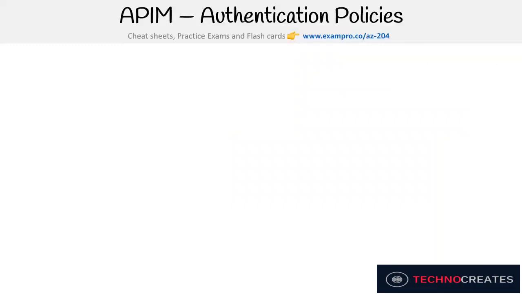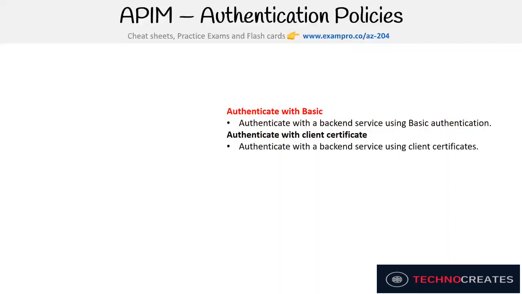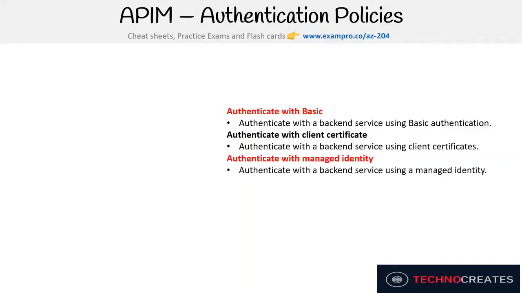Looking at authentication policies, and I don't know why that's highlighting. Oh, I probably have a graphic above it, that's why. So we have authenticate with basic, so authenticate with a backend service using basic authentication, very common for test environments. Authenticate with client certificate, so authenticate with a backend service using a client certificate. Authenticate with managed identity, very popular use case for Azure services. So authenticate with a backend service using managed identity.